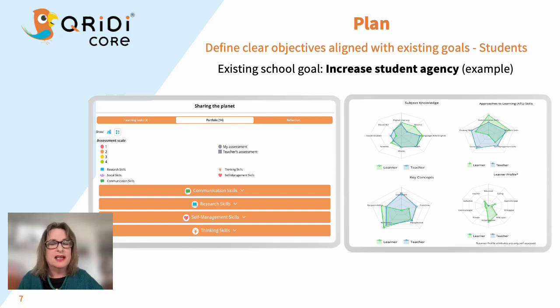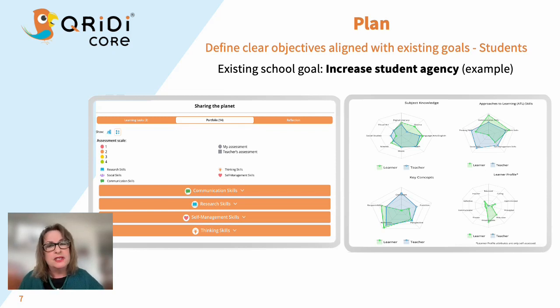Here we see some screenshots of what's available in Qridi Core to support increased student agency, for example. We've got the student's digital portfolio on the left, and we've got some sample views of data that the students see of their self-assessment in comparison to their teacher assessments in key areas. And this is an example of how we have built a system to support increased student agency, that is increased motivation and also choice aspects that they have, and also featuring the ATL skills in this example because we believe that they are a connector across the subjects and very important for 21st century learning.